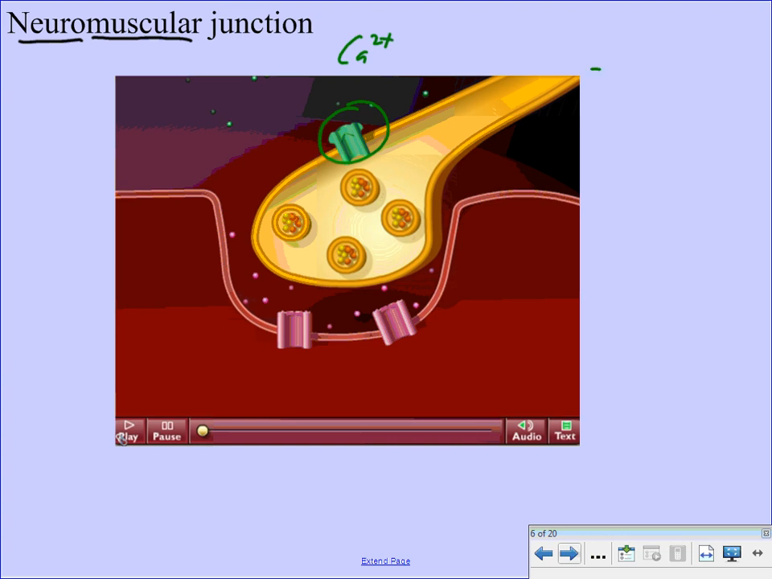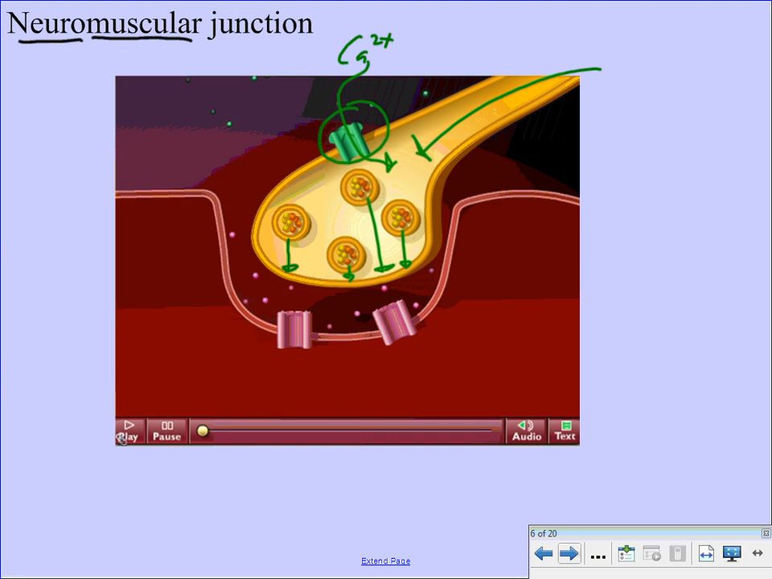So when the message does reach the axon terminal, what we do want to have are these vesicles moving toward and fusing with the cell membrane, releasing their contents through the process of exocytosis. But something needs to initiate this, and what initiates this is calcium that's rushing in. So when the action potential reaches the axon terminal, it opens up calcium channels, calcium rushes in, and that leads to the release of the neurotransmitter.